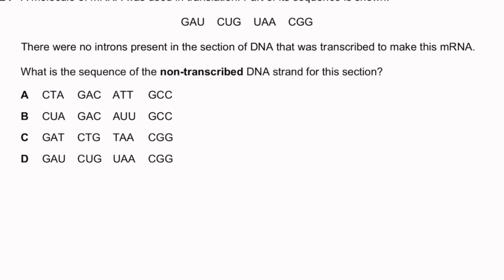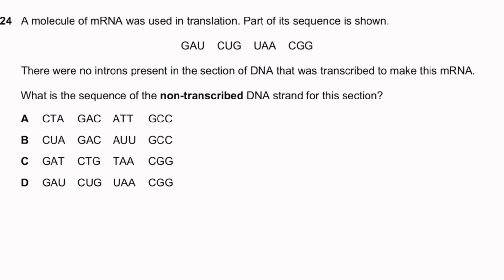Okay. A molecule of mRNA was used in translation. Part of its sequence is shown. You can see it's GAU, CUG, UAA, CGG. There were no introns present in the section of DNA transcribed to make this mRNA. So you have no introns, which means it's all coding parts. It says, what is a sequence of the non-transcribed DNA strand for this section?